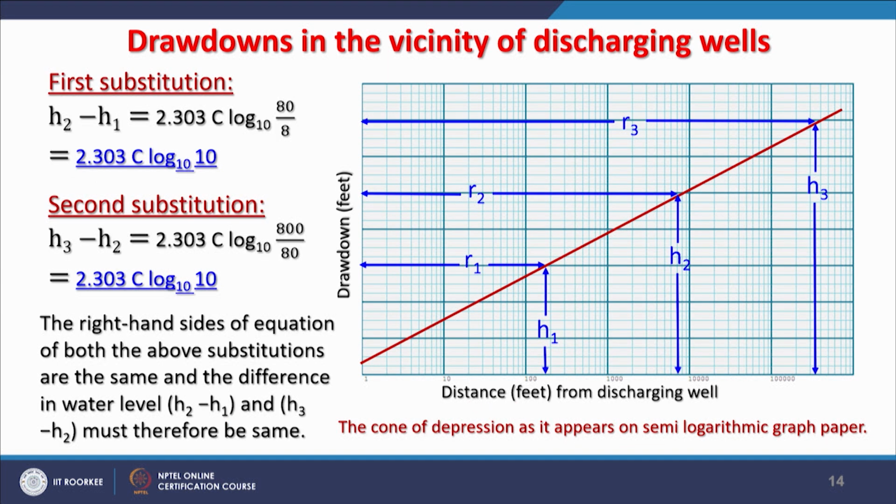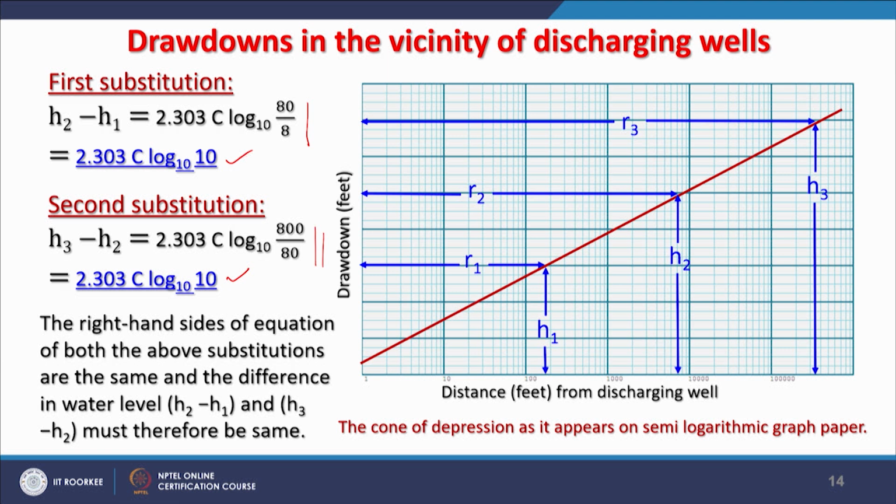So, in this Thiem equation we can further substitute things. First we are going to substitute these values to see this 80 upon 8. So, H2 minus H1 equal to 2.303 C log 10 of 80 upon 8. Here we are substituting these values for r1 and r2. So, then it becomes 2.303 C log 10 of 10. Further substitution can be done for the next one, 800 upon 80. So, this becomes 2.303 C, almost the same, or not almost, but exactly the same.